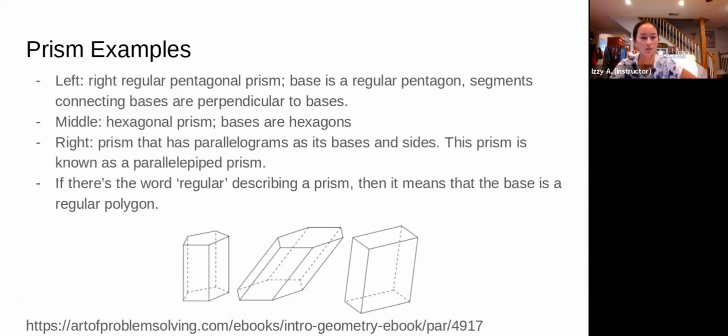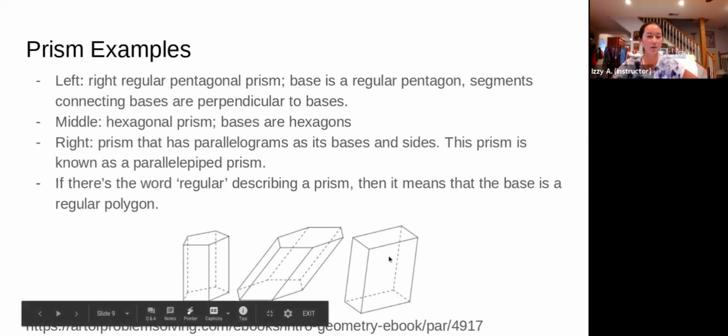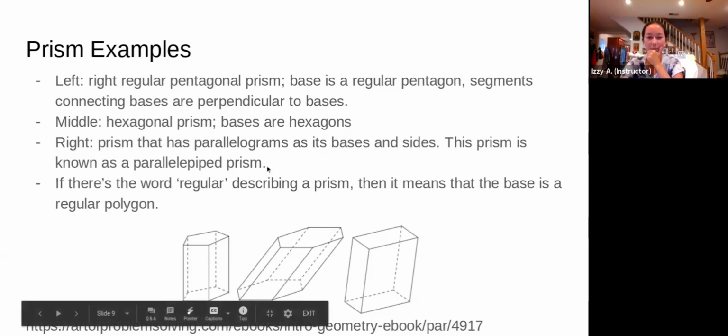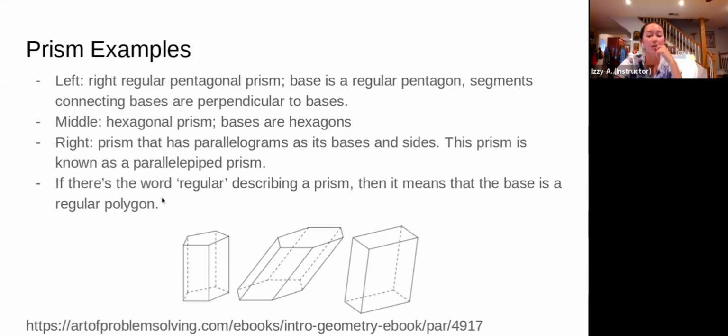And this prism is also known as, actually, I'm pretty sure a parallelepiped prism is the one in the middle. It shouldn't be on the right. Sorry about that, that was my fault. A parallelepiped prism is the one in the middle where it's slanted. This one is not a parallelepiped prism. I can edit that after we're done with this slide. Anyways, if the word regular describes a prism, then it means that the base is a regular polygon.